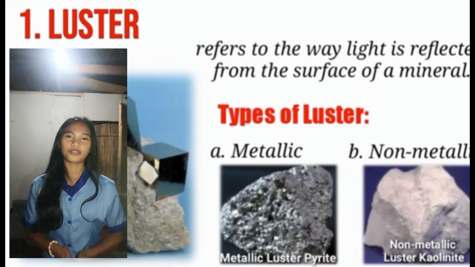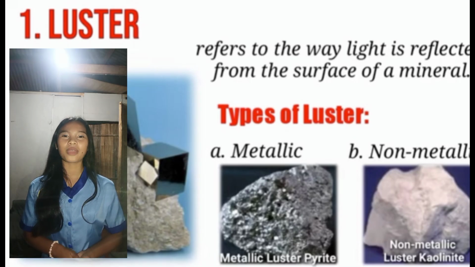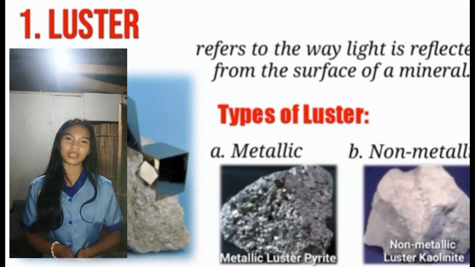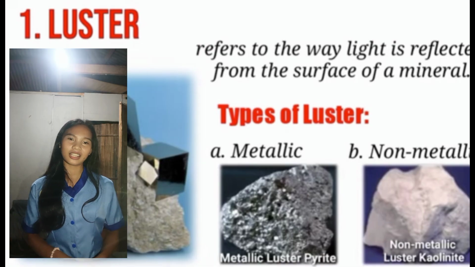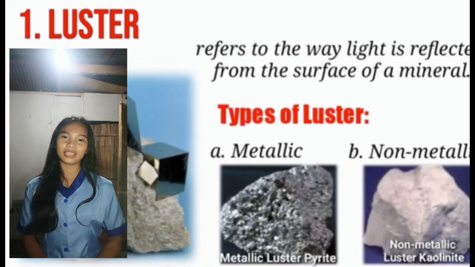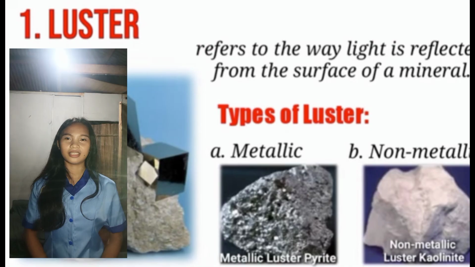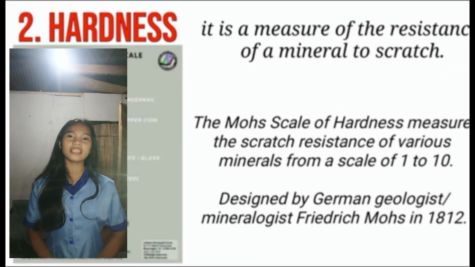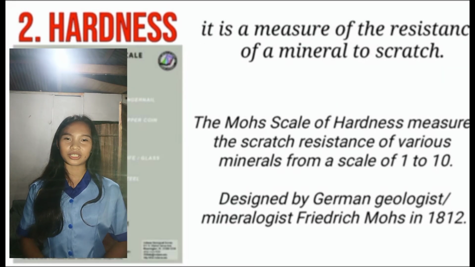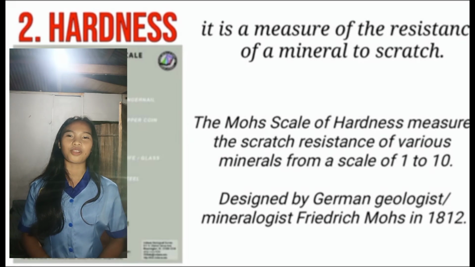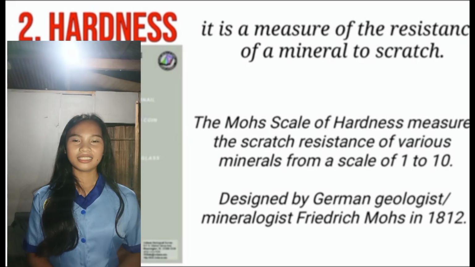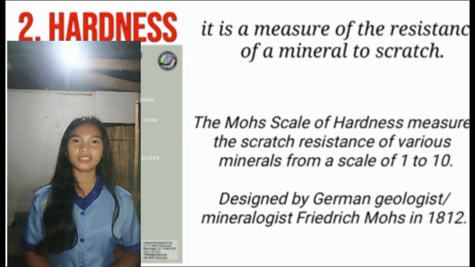First, luster refers to the way light is reflected from the surface of the mineral. There are two types of luster, metallic and non-metallic. An example of metallic luster is pyrite. For non-metallic luster, kaolinite. Second is hardness. It is a measure of the resistance of a mineral to scratching. The Mohs scale of hardness measures the scratch resistance of various minerals on a scale of 1 to 10. It was designed by the German geologist and mineralogist Friedrich Mohs in 1812.